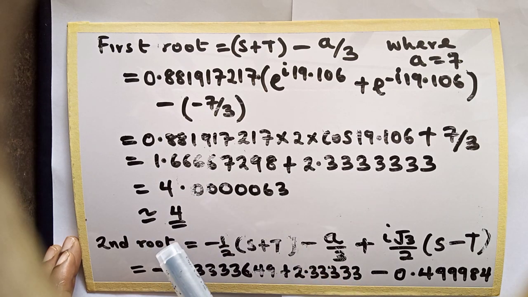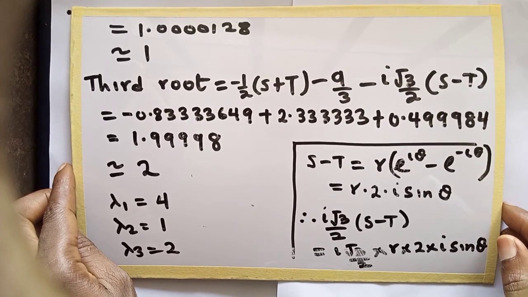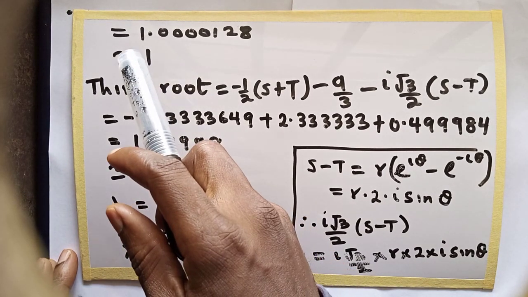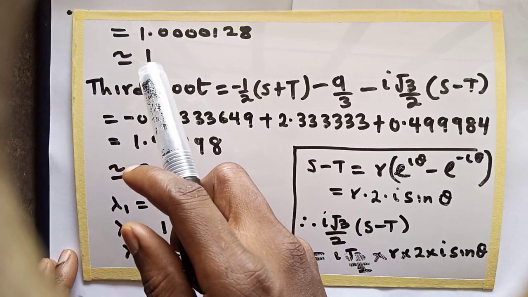Then for the second root, we use this formula. For this formula, we just substitute and we'll get these expressions. Once we get these expressions, we can easily determine the second root. By the time we're fixing the values, our second root is approximately 1. This tells us that our answer is approximately 1.